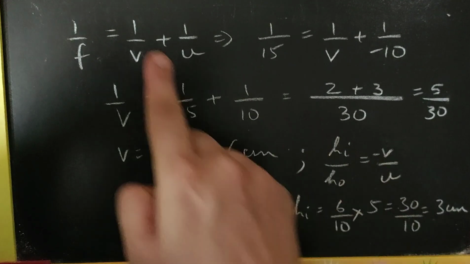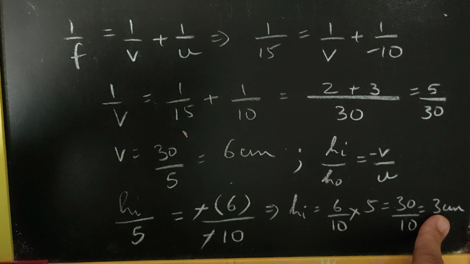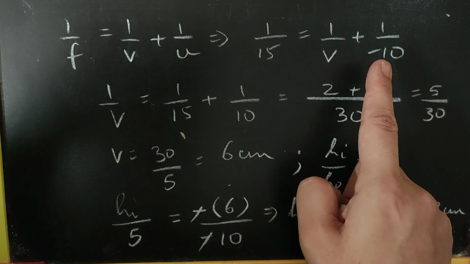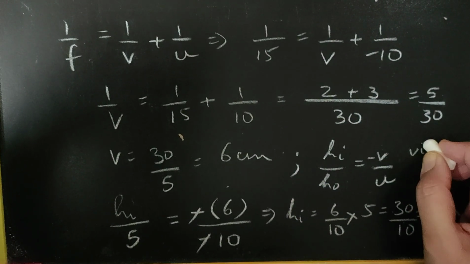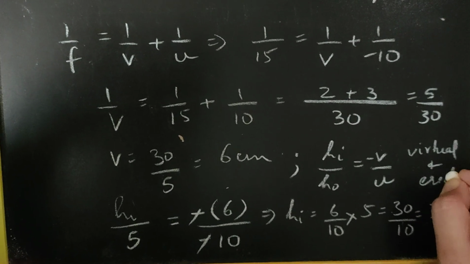So you can see the image size has reduced, it is diminished. Also, since it is a convex mirror, it will always form virtual and erect images. Convex mirrors always form virtual, erect and diminished images.